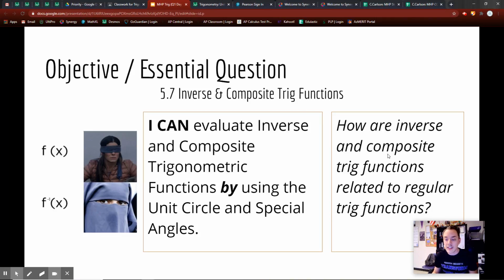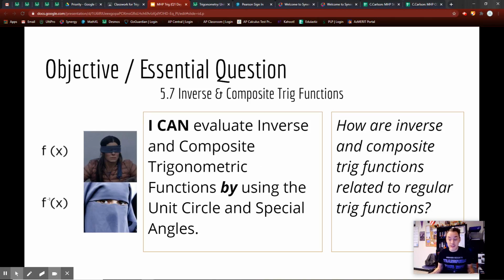How are inverse and composite trig functions related to regular trig functions? That's a very simple question, but it's totally loaded. So that's our essential question for today, and it's going to be guiding us as we go on. Hopefully you will be able to evaluate inverse and composite trigonometric functions by using the unit circle, which we will be, and special angles, which we also will be.